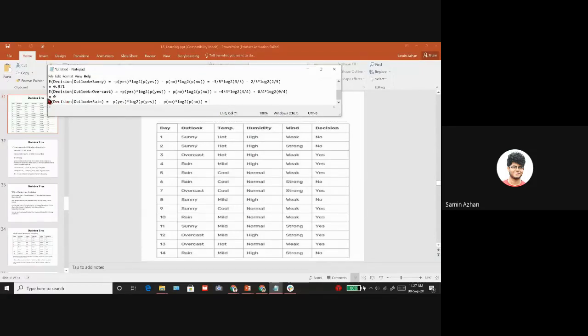Okay, now we're trying to calculate the entropy of decision while outlook is equal to rain. So how many possible rains are in our data set? Let's see, 1, 2, 3, 4, 5. The first one is a yes, the second one is a yes, and the third one is a no. The fourth one is a yes, and the last one is a no. So there are 3 yeses and 2 nos. I'll check that again. So 3 yeses and 2 nos.